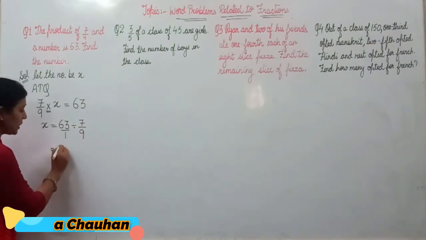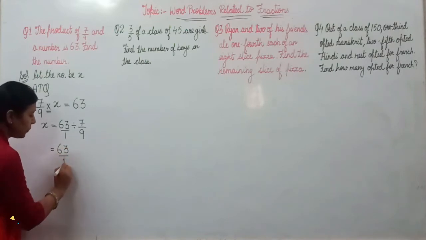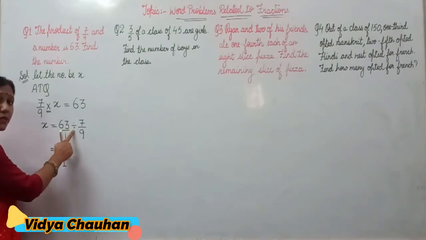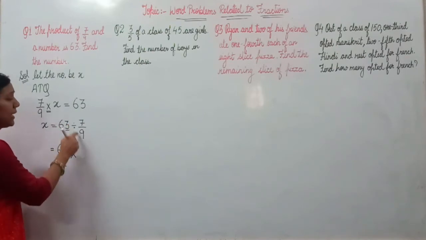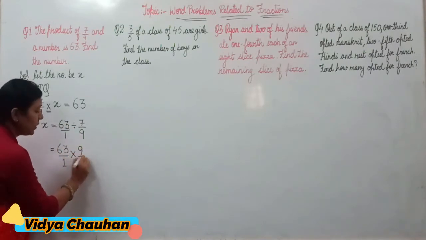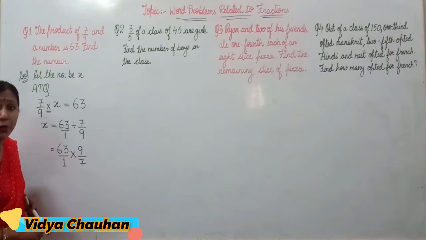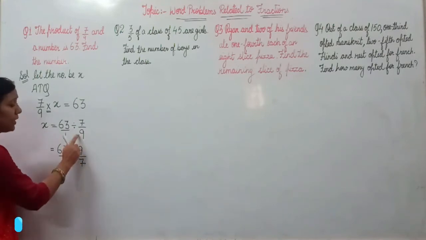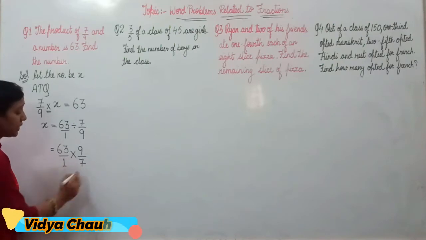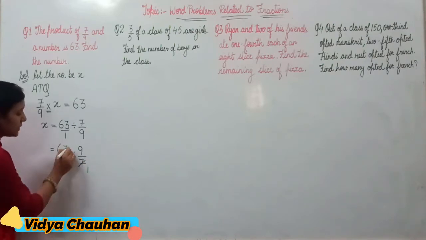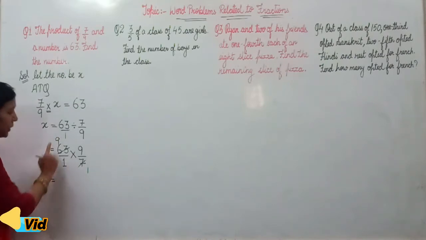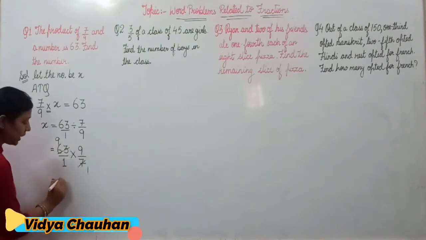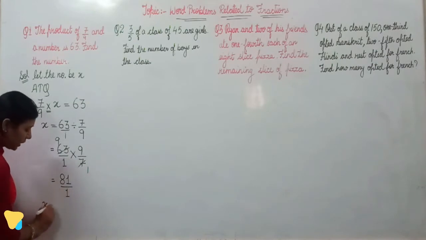Now let us start division. Here it is 63 upon 1. What is the process of division in fraction terms? The divide sign becomes multiply and the second fraction, the fraction after the division sign, gets reciprocated, right? So 7 upon 9 becomes 9 upon 7. It's time to do the simplification. 7 ones are 7, 7 9s are 63. Now let us multiply numerator with numerator. 9 times 9 is 81, and 1 times 1 is 1. So what is our number?